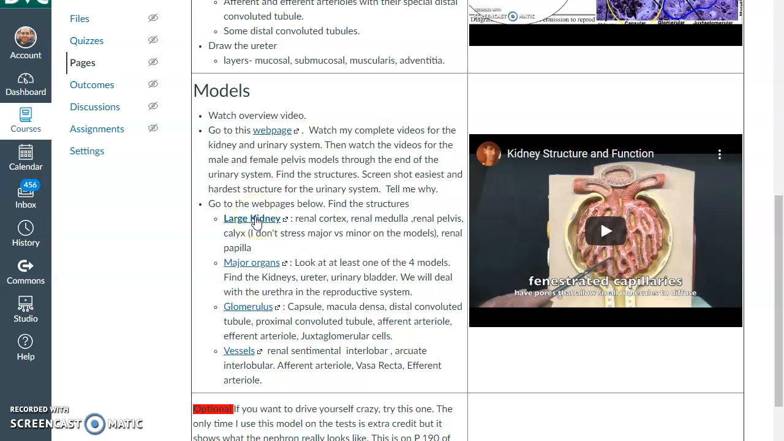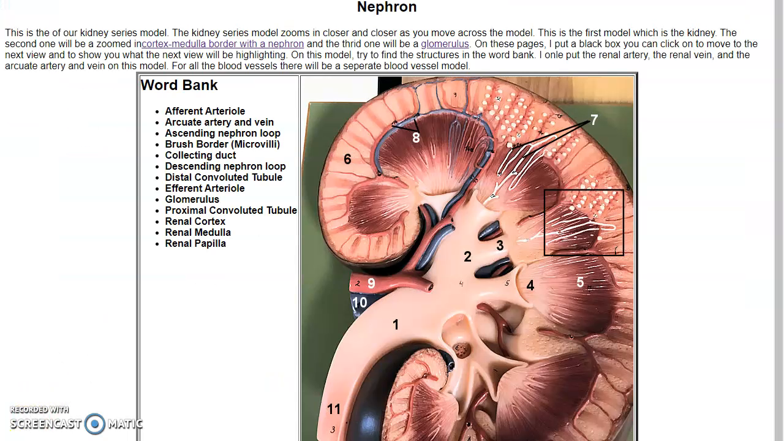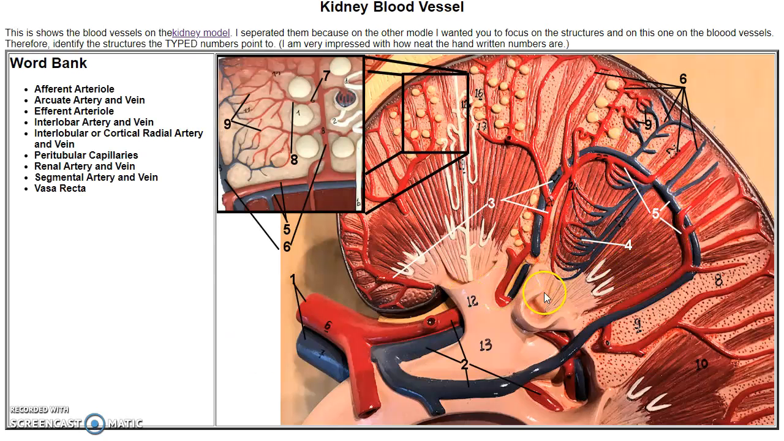Then you're going to go to the mass of our models. Large kidneys, glomerulus, major organs. We have 4 different models with the major organs. And then the vessels. The vessel model is actually the same as the large kidney model, but here I was focusing on kidney structures. So seeing no vessels, I guess 1 vessel, and that arcuate artery basically is telling you the border. Whereas this one, I'm talking about the vessels.